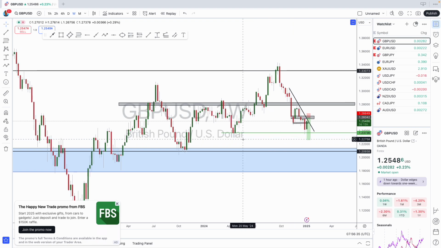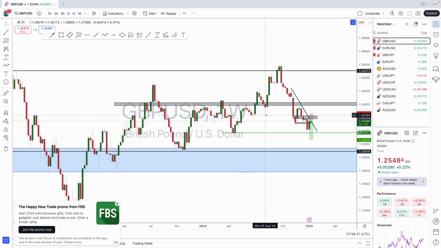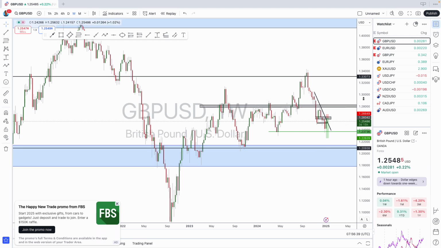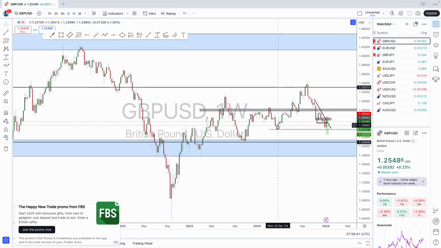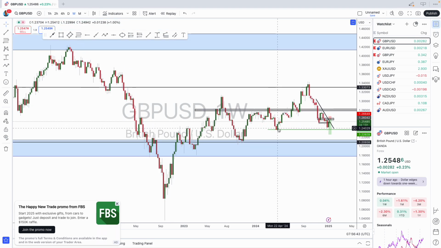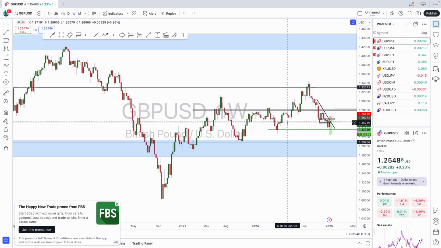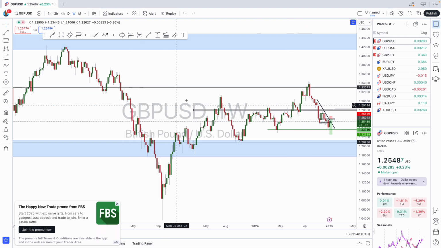So what we have here is GBPUSD, and GBPUSD last year, I think Q4 of last year, was making really good bearish movements. This is a weekly time frame by the way. I usually start on a monthly, but I have limited time to record this, have meetings and all that, right? So we start off on a weekly.